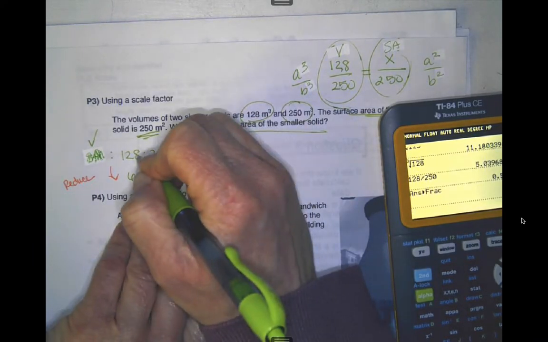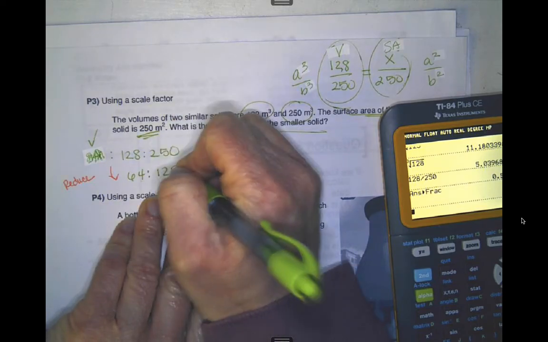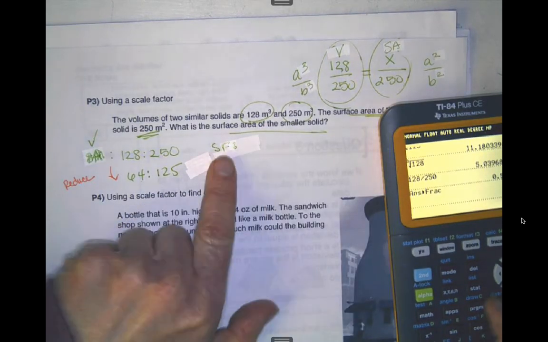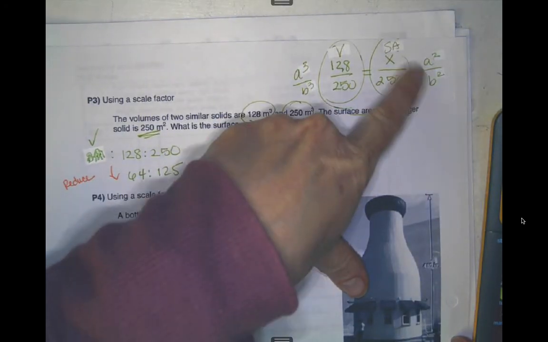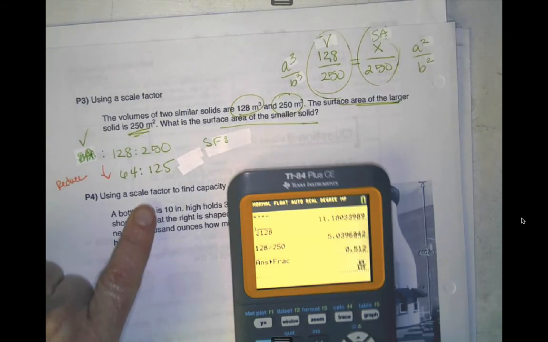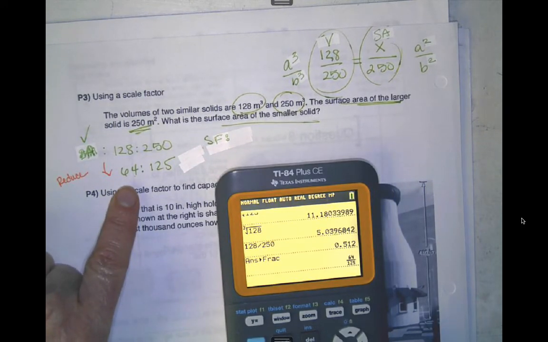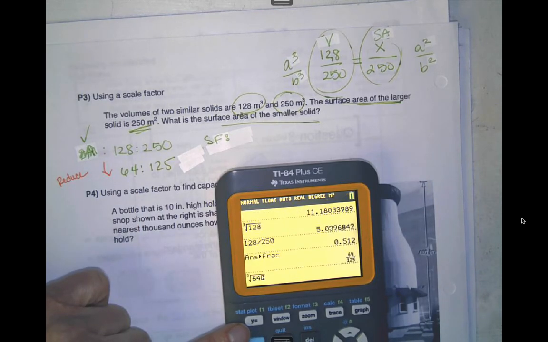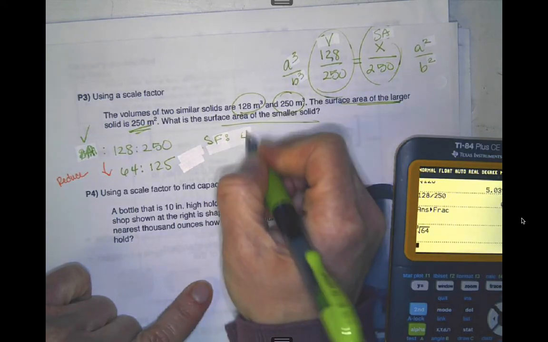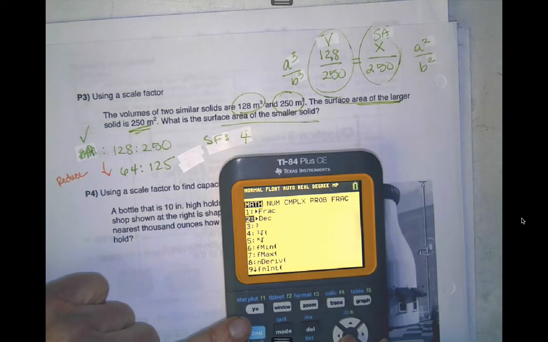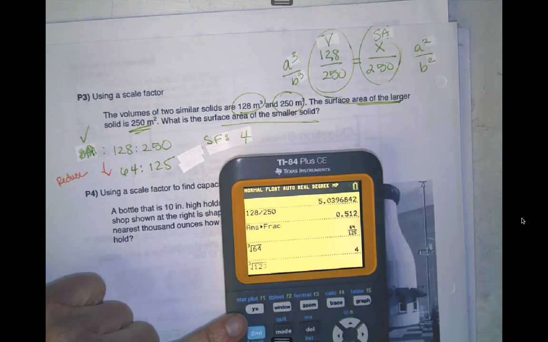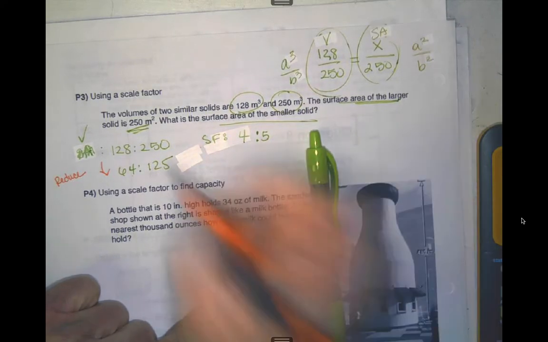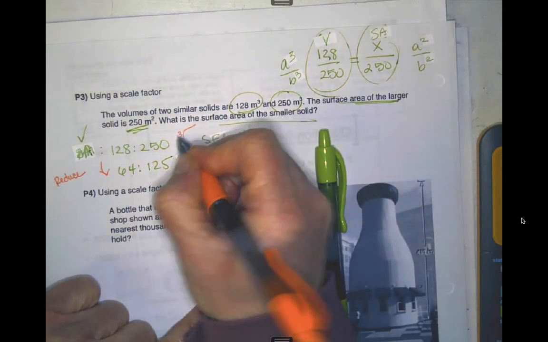So I took the volume ratios, and the first thing I did is reduce them. My goal is to figure out what the scale factor is, because if I figure out the scale factor, then I know what the areas are supposed to be in the ratio of. So now I'm going to take the cube root. The cube root of 64 gives me 4, and the cube root of 125 gives me 5. So to go from here to here, I took that cube root.